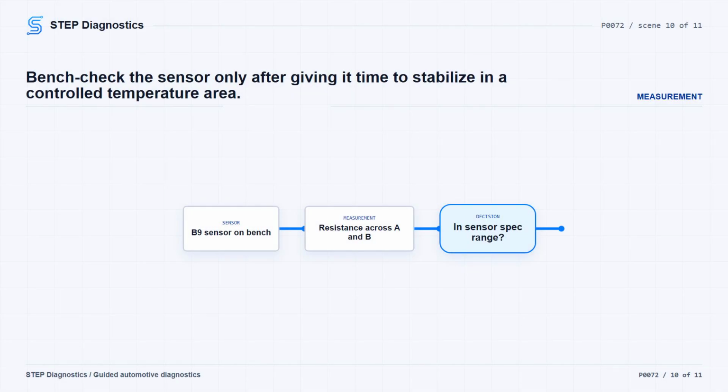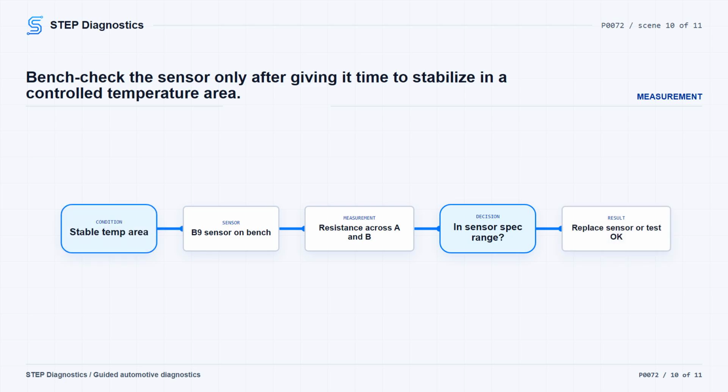For the static sensor test, place the B9 ambient air temperature sensor in a stable, temperature-controlled area for at least 10 minutes. Then measure resistance between sensor signal terminal A, or terminal 1, and low reference terminal B, or terminal 2. Compare the reading to the specified ambient air temperature sensor resistance data. If the reading is not in the specified range, replace the B9 ambient air temperature sensor. If it is in the specified range, that test is okay.